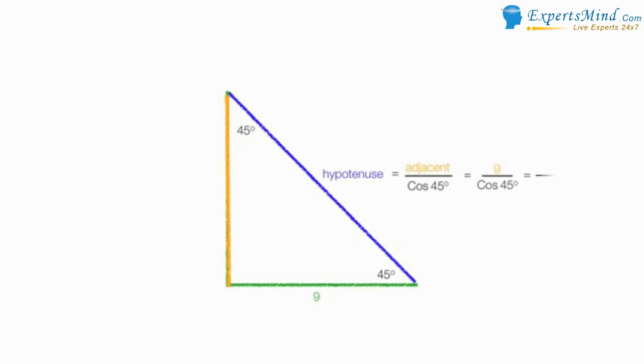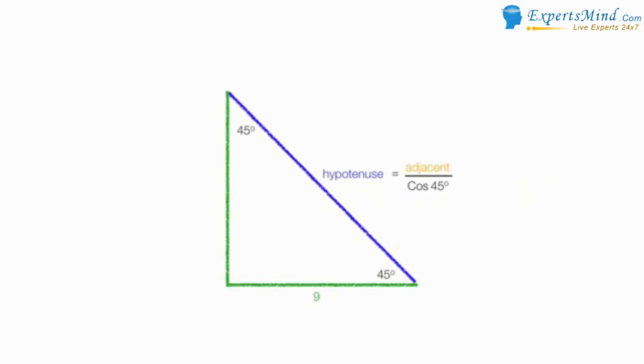And this is equal to 9 divided by, if you plug cosine of 45 degrees into a calculator, it should equal 0.707. If you get something else, make sure your calculator is not set to radians. It should be set to degrees. 9 divided by 0.707 is equal to 12.7. And that is the length of the hypotenuse, or the diagonal line of a square.